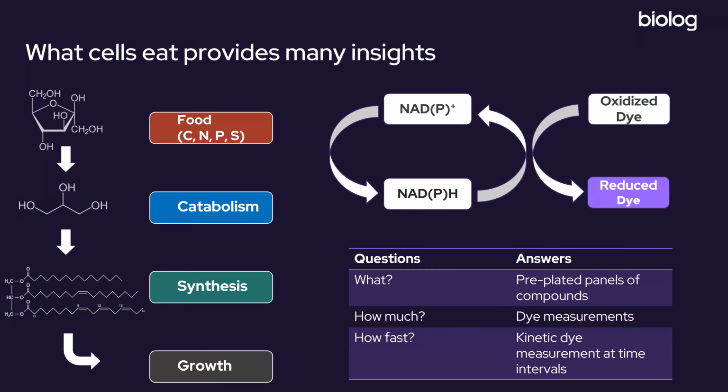So, what are cells eating? We can do this by putting them in a very minimal media and giving them access to only one substrate at a time in each well of a plate. And we can ask how much of it can they eat? We can do this by making quantitative measurements of that dye reduction. And then how fast they do this. So we aren't just taking single reads, we're measuring all of the data kinetically to be able to get this full picture of many substrates all at once.